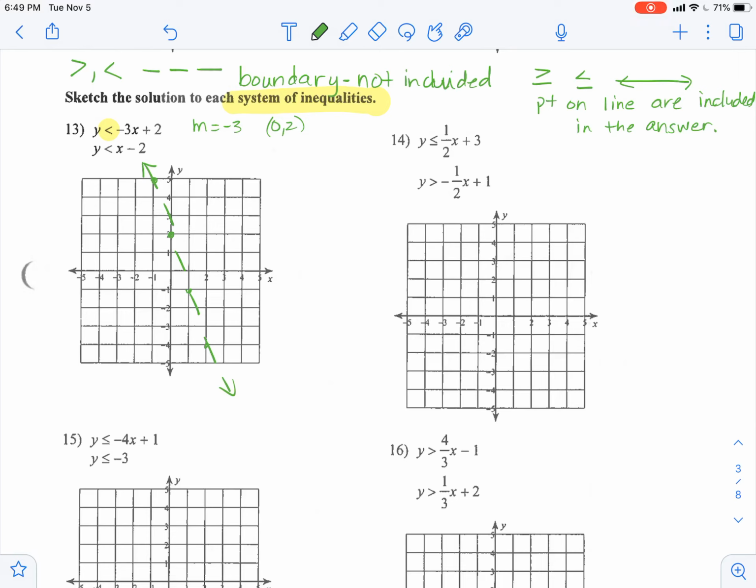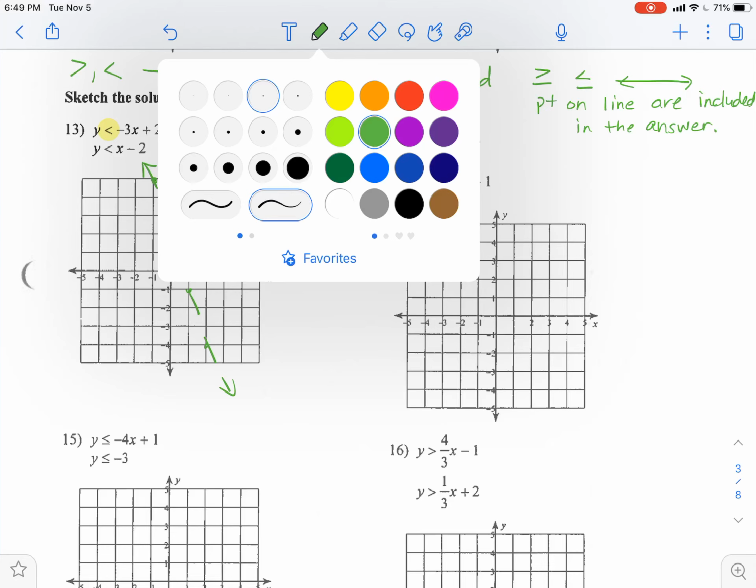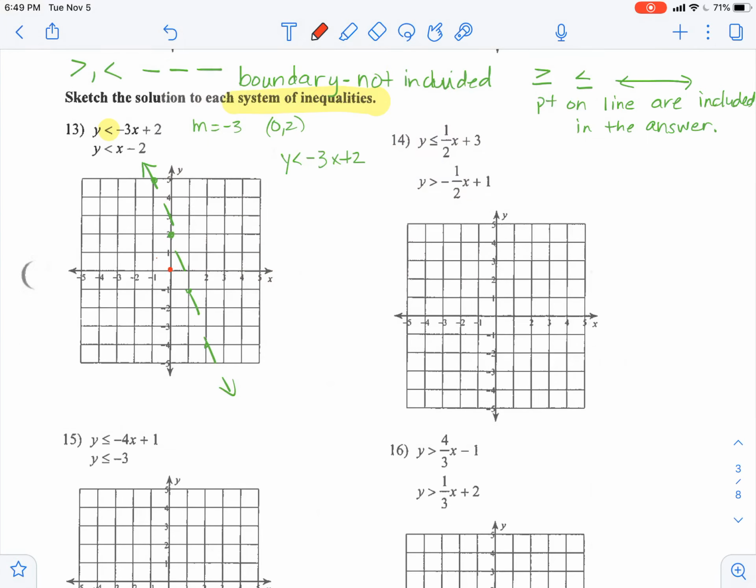Now my next step is to determine whether I need to shade on the left or on the right. And the way we do this, again, is by testing (0, 0). So I'm actually testing this point right here. I'm saying, is that in my answer? So I'm going to put a 0 in for both the x and the y, very similar to how we did when we checked our answer on the last one. So this is going to be 0 is less than 0 plus 2. I'll put all the steps in. 0 is less than 2. And that is a true statement.